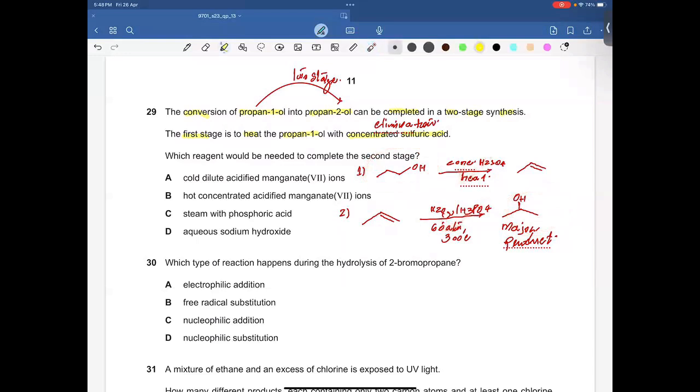So the examiner is asking which reagent would be needed to complete the second stage. For the second stage, I need steam and acid. The steam and acid is C, therefore C is going to be the right answer.